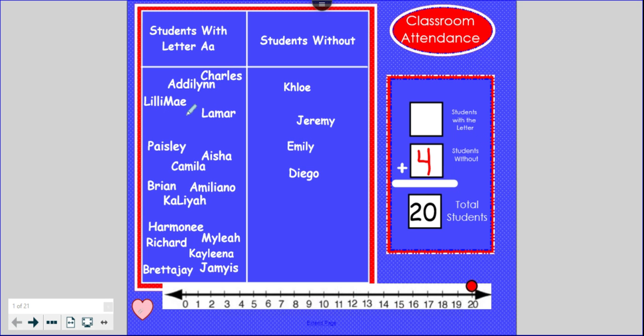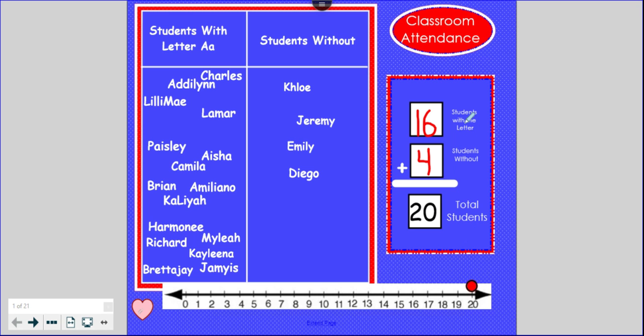All right, let's find out how many friends do have A's in their first name. 1, 2, 3, 4, 5, 6, 7, 8, 9, 10, 11, 12, 13, 14, 15, 16. When I say the number 16, I hear that it's a teen number, and teen numbers start with 1. That's right. Let's listen. 16. I hear the number 6 in there as well.